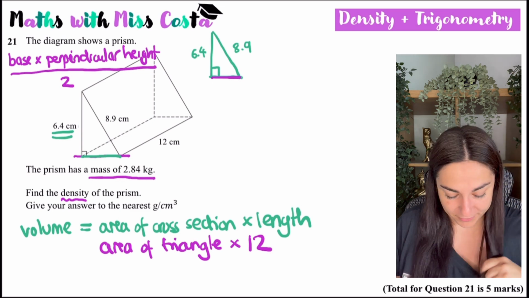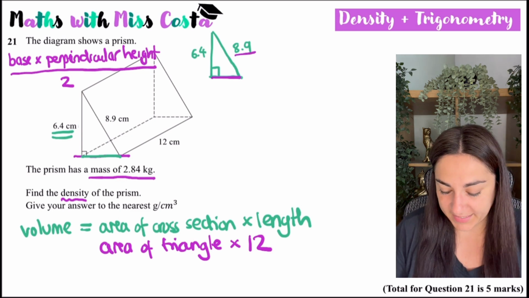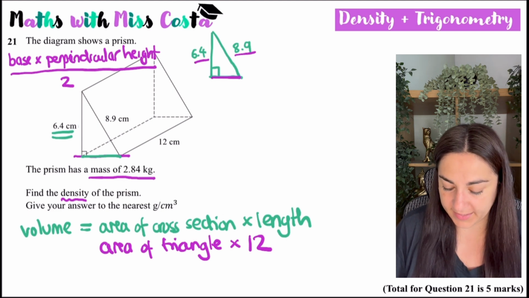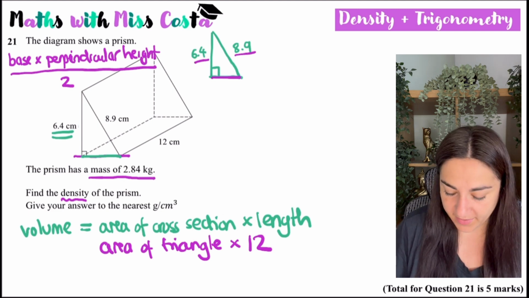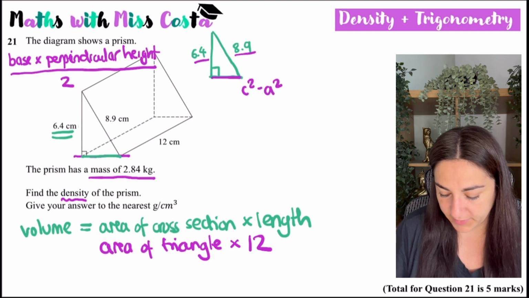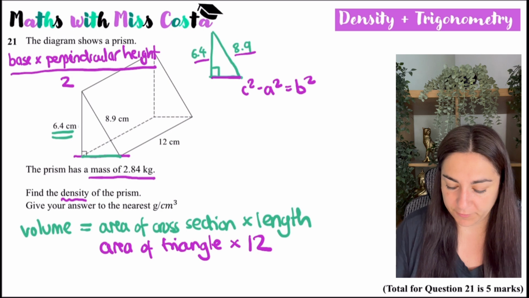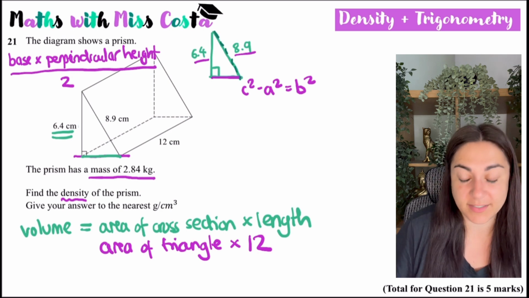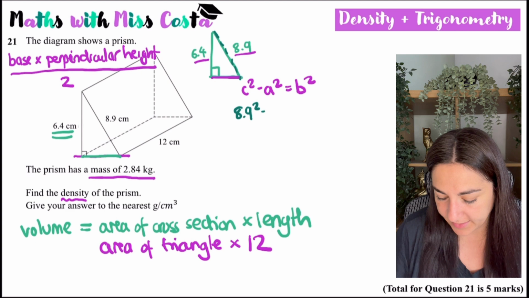So I've got Pythagoras here because I've got 2 sides and I need to work out the third. So I've got my longest side, so I know that I'm going to do c squared take away a squared equals b squared. So if you've been given the hypotenuse, the longer side, you subtract to work out the shorter side. So that's going to be 8.9 squared take away 6.4 squared is going to give me b squared.